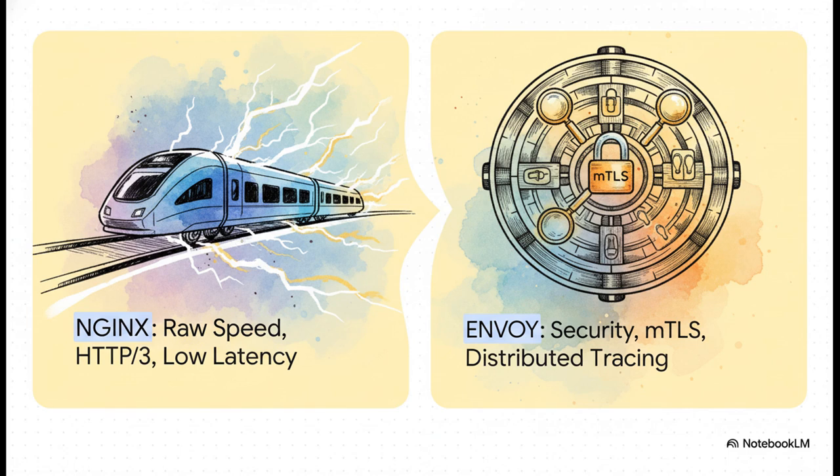If your modern web apps require HTTP/3 and the QUIC protocol to reduce latency, NGINX is the clear winner right now. They've had mature support for it since version 1.25.0. Envoy, on the other hand, currently treats HTTP/3 as experimental, but it completely dominates when you need distributed tracing and automated mutual TLS in zero-trust environments.